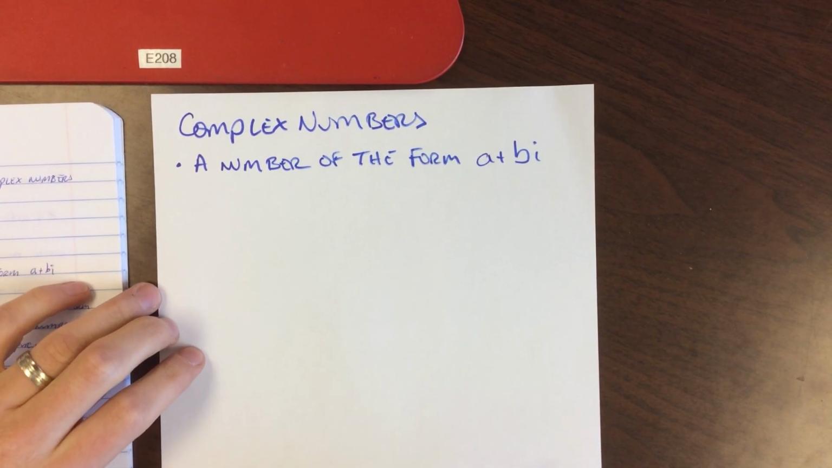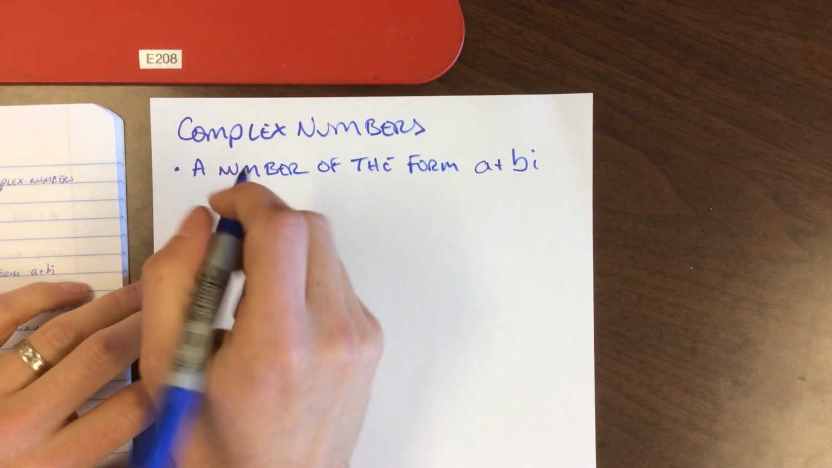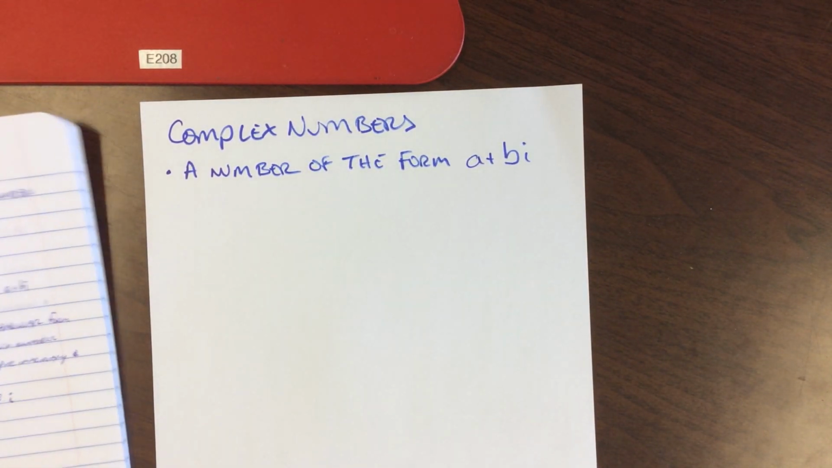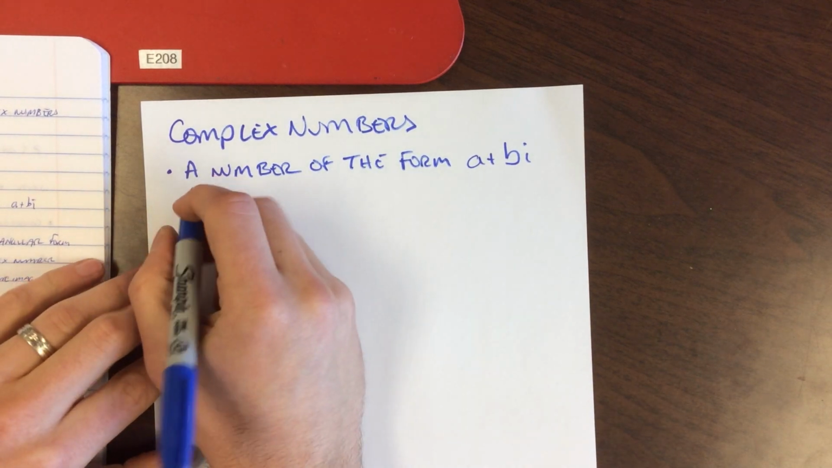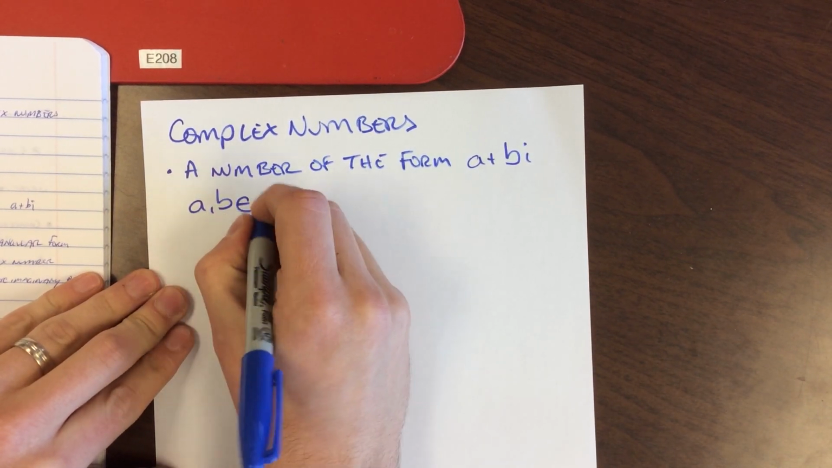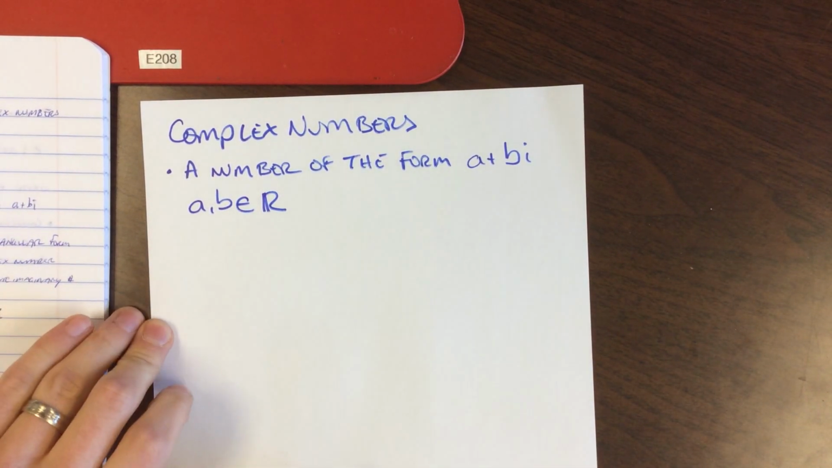All right. So it's a number of the form A plus Bi, where A and B are both real numbers. So going back, that double R, both real numbers.